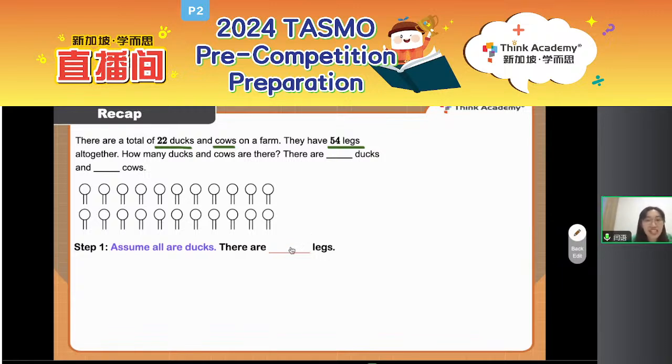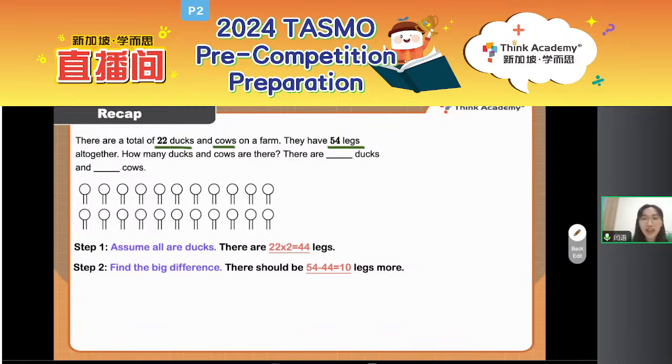Okay, so you will see that there are 22 times 2, which is 44 legs, right? But according to the question, there are 54 legs altogether. So what is the difference between the sum here? The difference is 54 minus 44 equals 10. That is, we need 10 legs more.